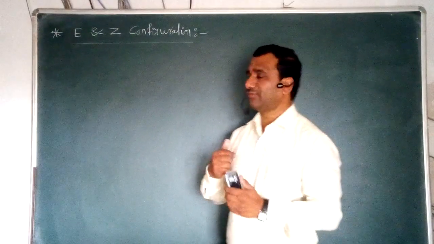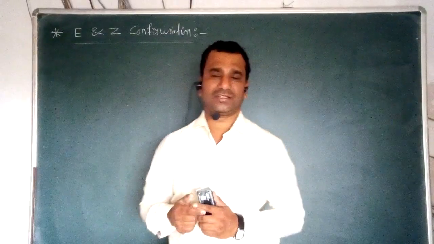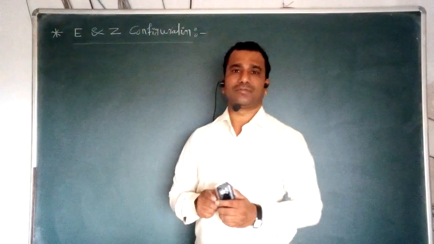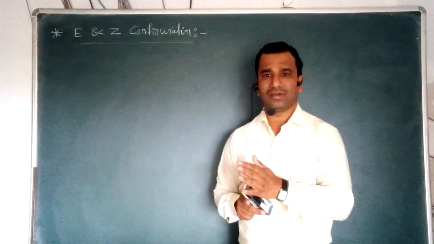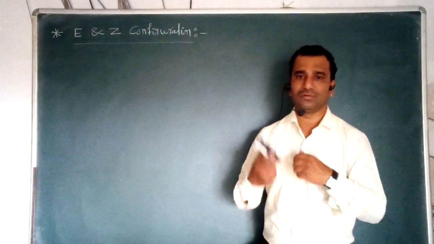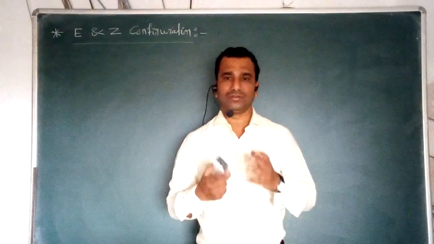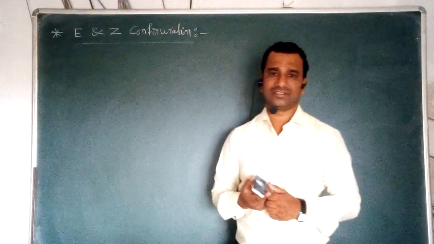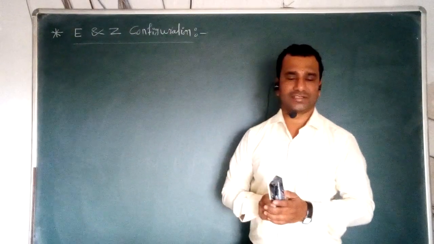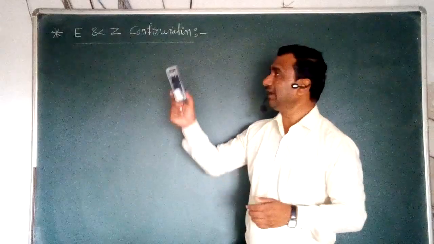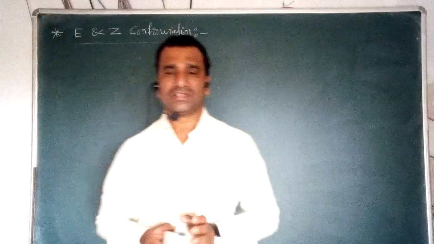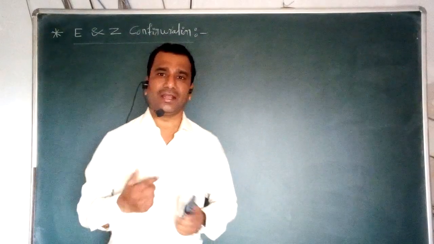Whenever four different atoms or groups are attached to the two olefinic carbons of the alkenes, it is not possible to assign either cis or trans isomerism. To avoid this, there is a new configuration method, and that method is the E and Z configuration. In that situation, we have to use this E and Z configuration. So in this current lecture, we are going to study this important concept, the E and Z configuration.